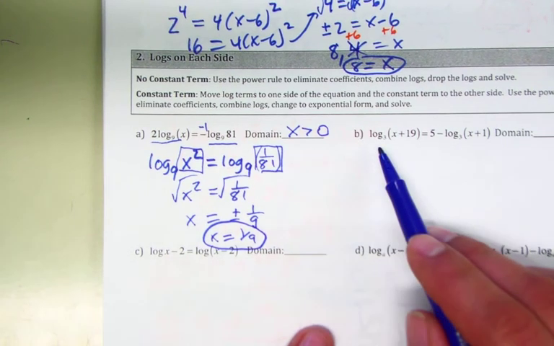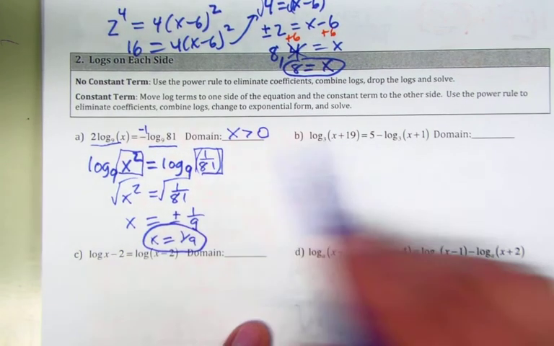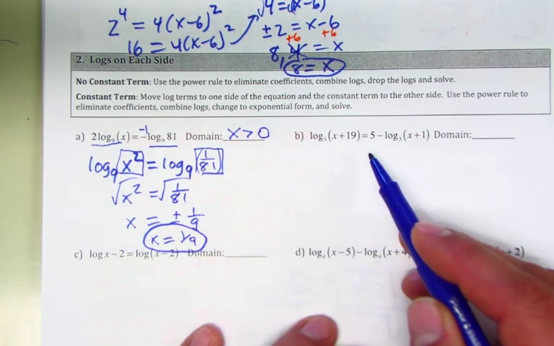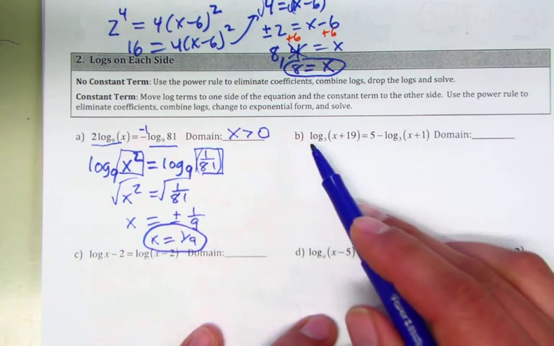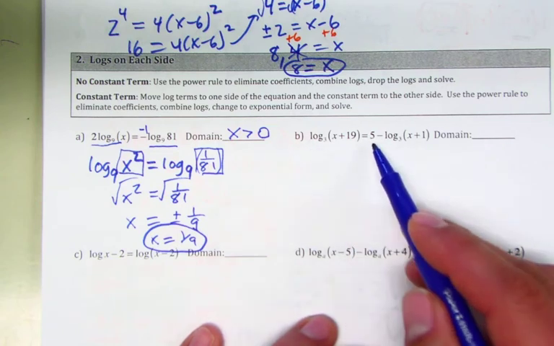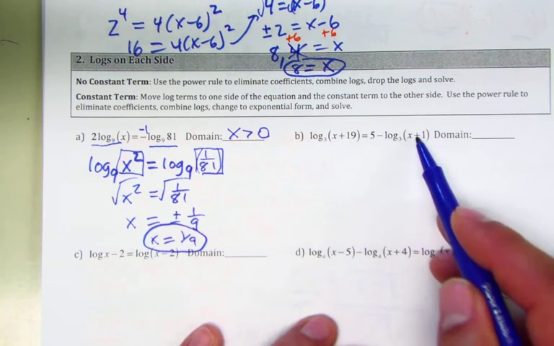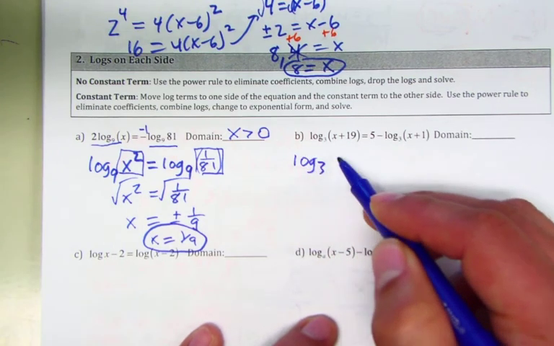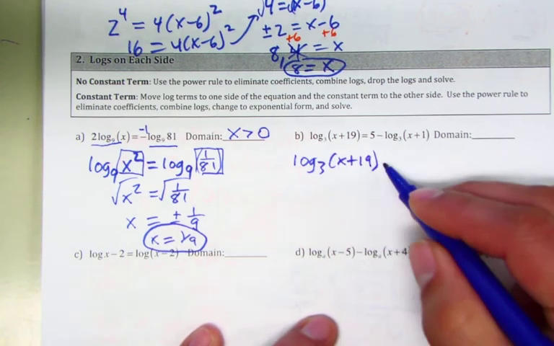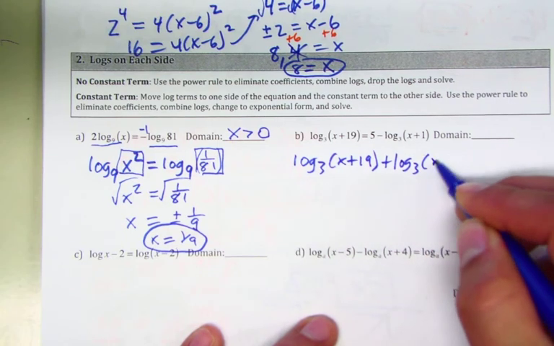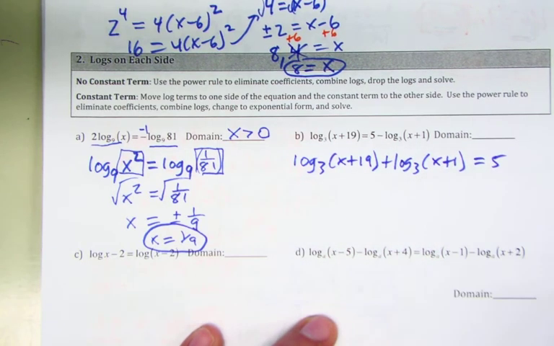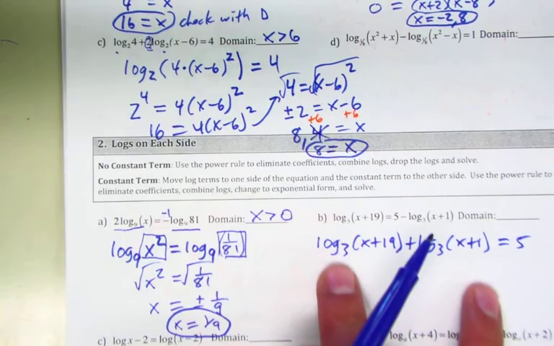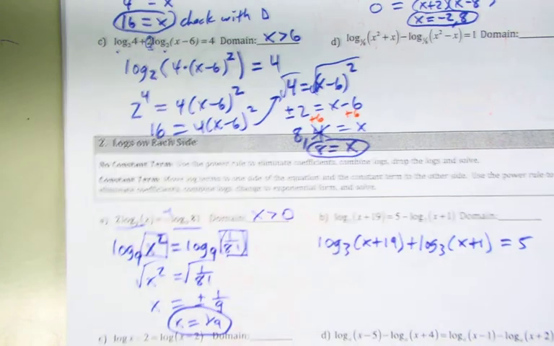Okay, so over here, this is the other scenario where we have a couple of logs on different sides, and we have this number that's kind of just floating around. So we're going to move the logs together on one side. It really doesn't matter which way you go, but since we're going to probably just leave the 5 there, I would move this log to the other side. Does that make sense? We would just leave the 5 there? Yeah, leave the 5 there. So log base 3 of x plus 19 plus log base 3 of x plus 1, and now that equals 5. Okay? And now this is just like the problems above, where we condense it to one log, and then we switch the format. Does that make sense? Yes.